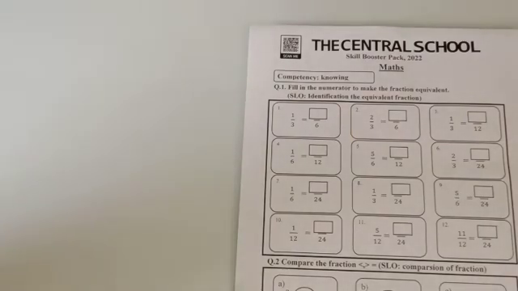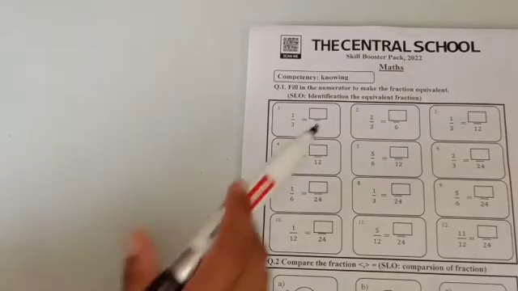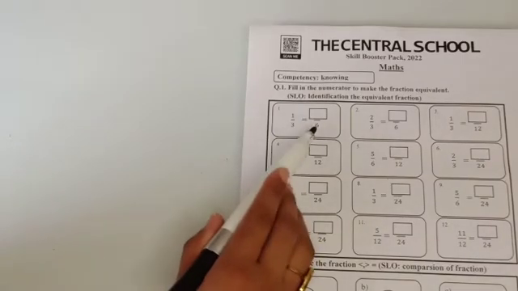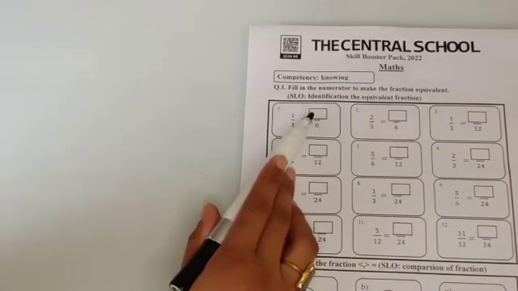SLO, identification of the equivalent fraction. After doing this question you will be able to identify the equivalent fractions. First question we have 1 over 3 is equals to dash over 6. We have to fill this blank.